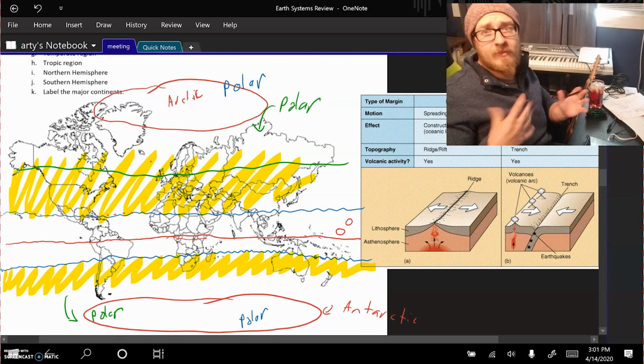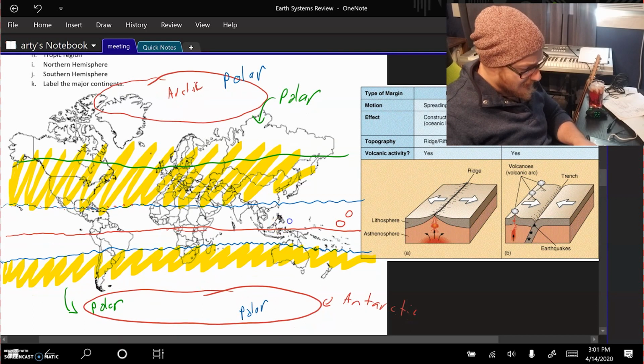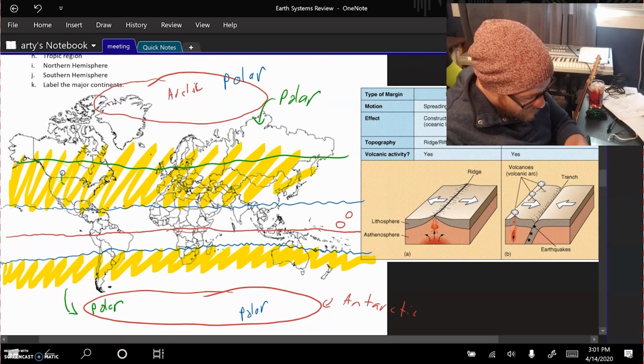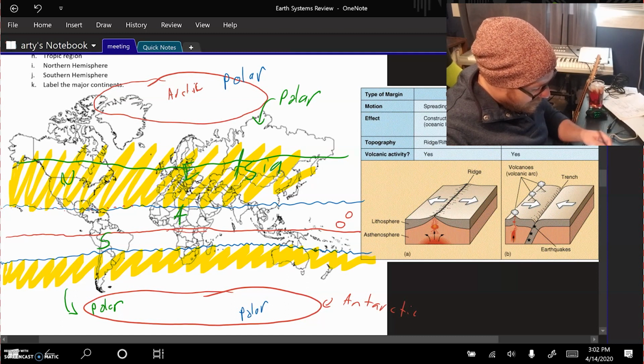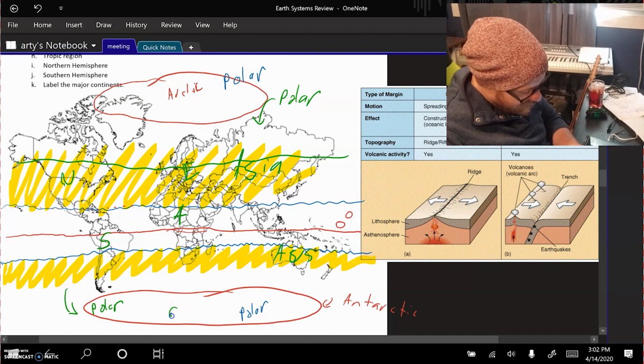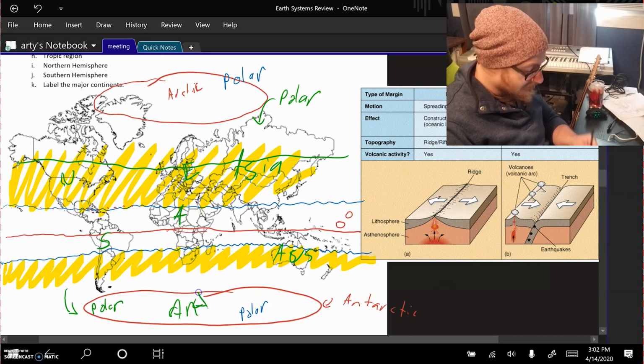Northern Hemisphere, Southern Hemisphere, that's kind of easy. All the major continents, you should know them, right? This is North America, this is South America, this is Europe, this is Africa, this is Asia, this is Australia, and this is Antarctica. It's also a continent.